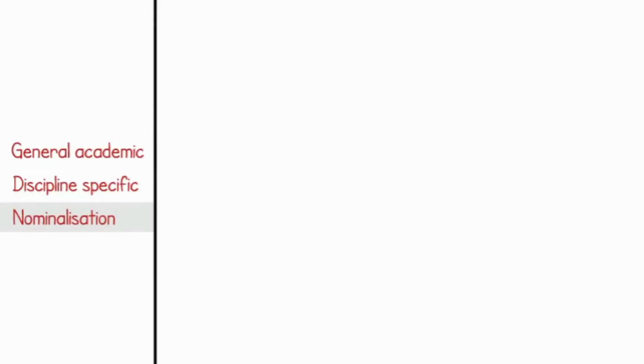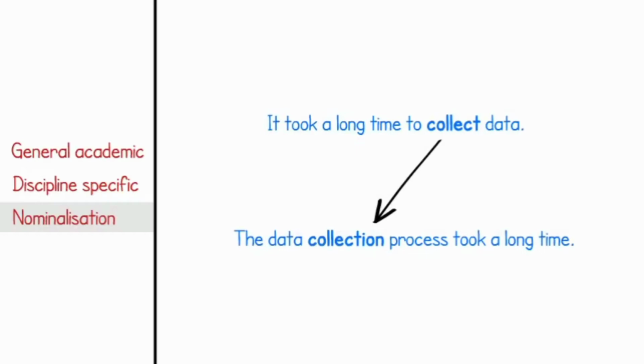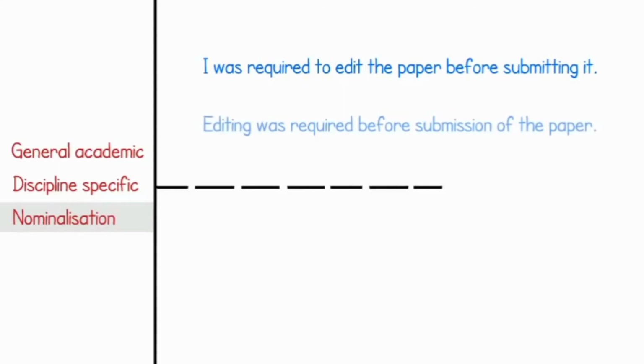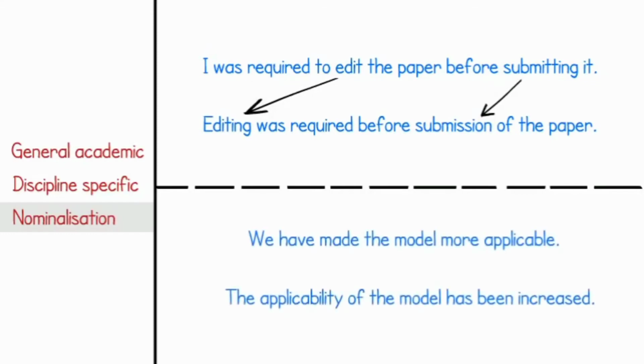For example, it took a long time to collect data. The data collection process took a long time. Here are some more examples of nominalization. Can you identify which words have been nominalized? I was required to edit the paper before submitting it. Editing was required before submission of the paper. We have made the model more applicable. The applicability of the model has been increased. Did you get them right?